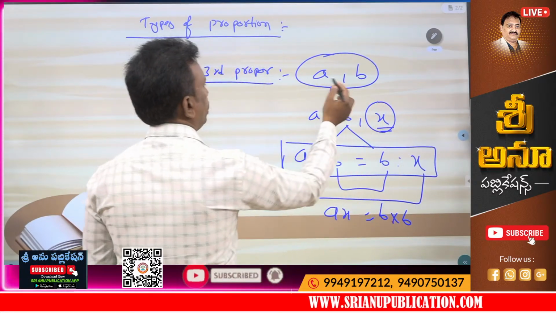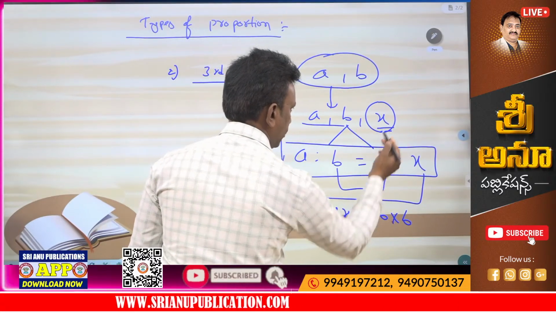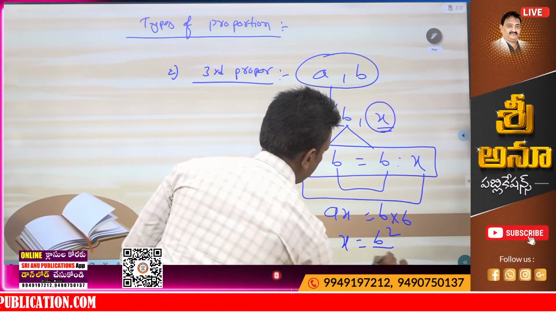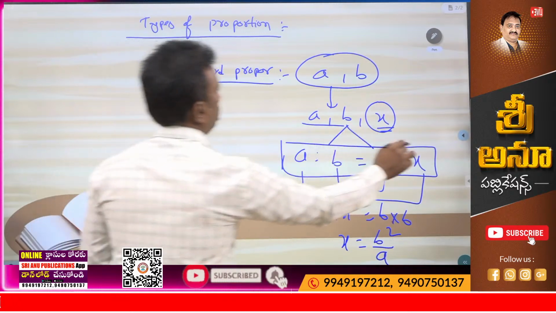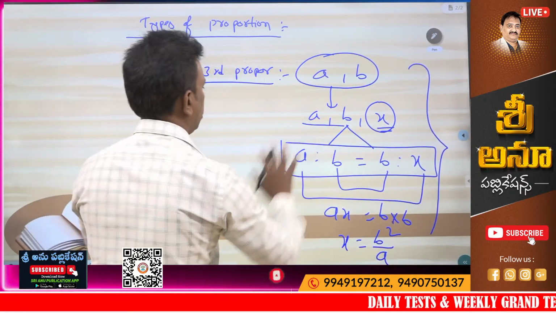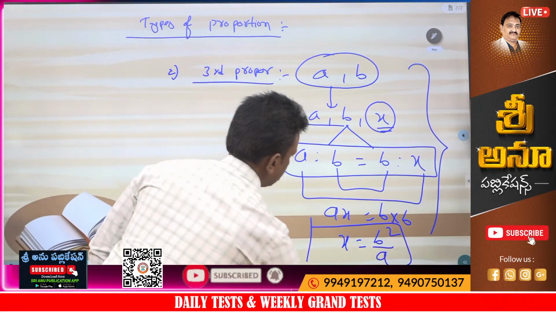So in case of A, B, let us assume that the third proportion is X. Our target is finding X. X equal to B square by A. So it is a complete explanation. Without writing the complete explanation, we are following a simple trick. The last step, just remember that.